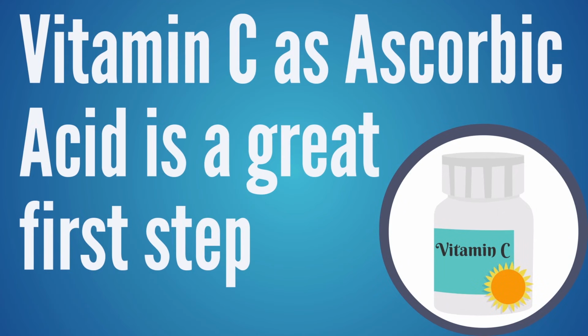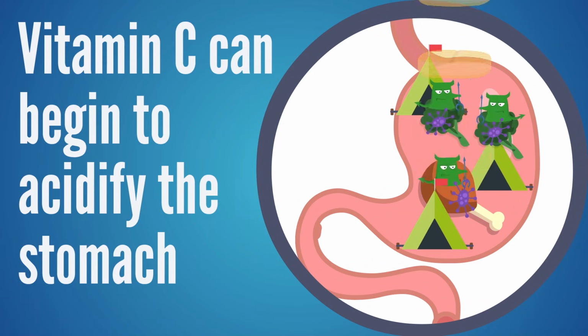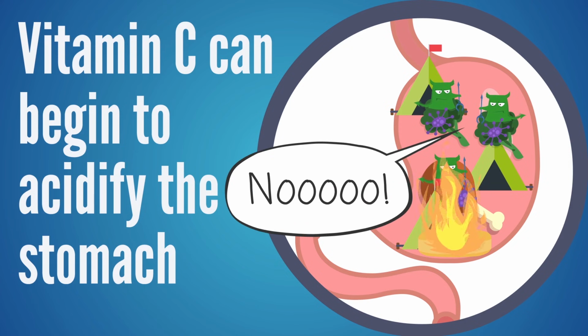So one step that you can take is just something as simple as gentle vitamin C in the form of ascorbic acid. You want to find ascorbic acid vitamin C, which is what you're going to find in most pharmacies and drugstores and stuff like that. Most people sell vitamin C in the form of ascorbic acid. So this can help start to acidify that stomach a little bit and change that into an environment that's not so hospitable.